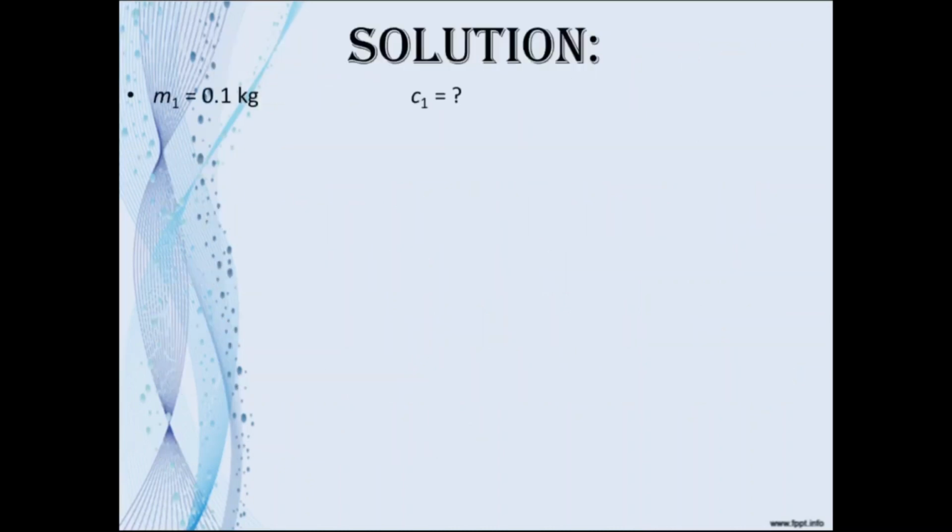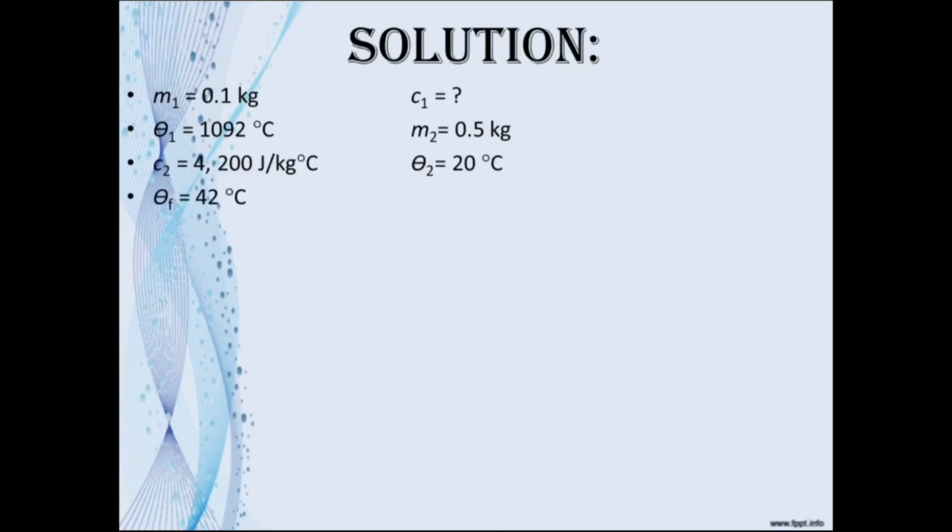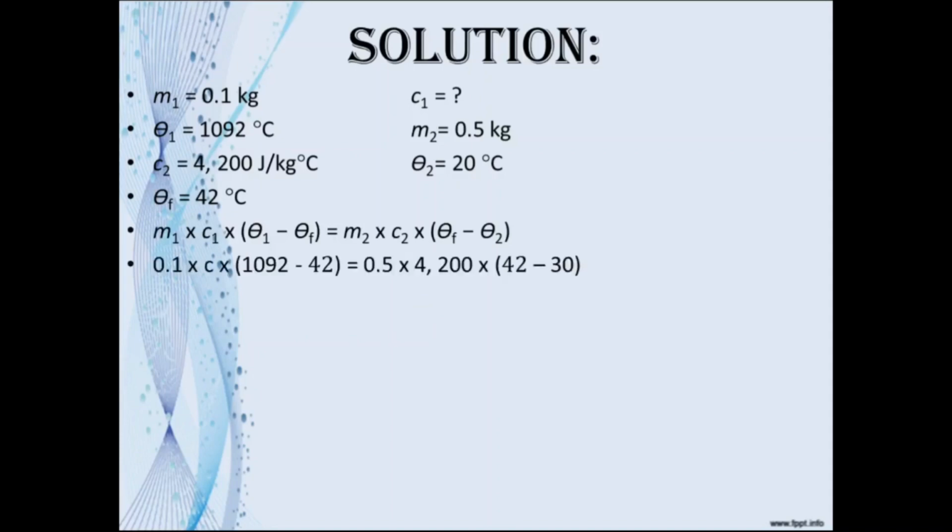So we start by identifying our givens. We know that the mass of the hot object is 0.1 kilograms. Its initial temperature is 1092 degrees Celsius. Its specific heat capacity is unknown. For the cooler object, the water, the mass is 0.5 kilograms. Its specific heat capacity, as usual, is 4,200 joules per kilogram degrees Celsius, and its initial temperature is 20 degrees Celsius. We are also told that the final temperature of the mixture, both objects in contact with each other, is 42 degrees Celsius. So we proceed by writing our equation, and then we substitute our values.